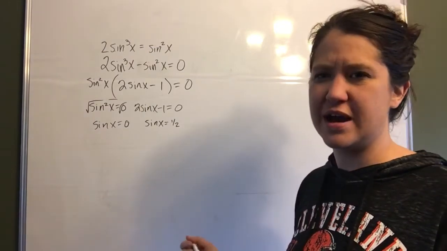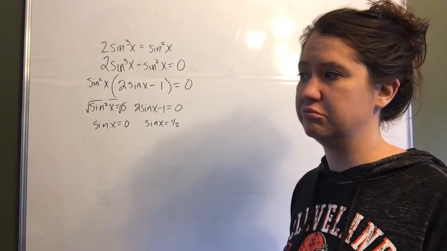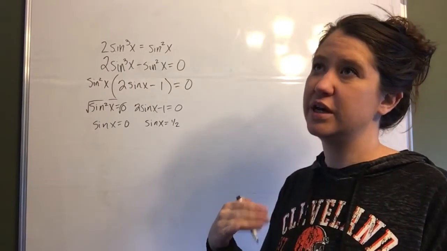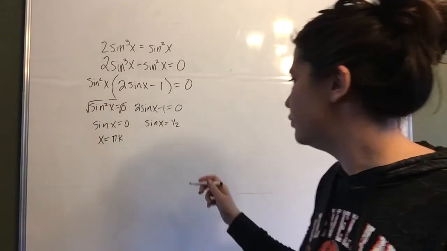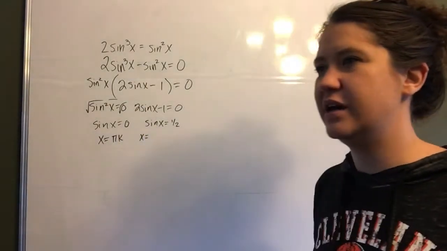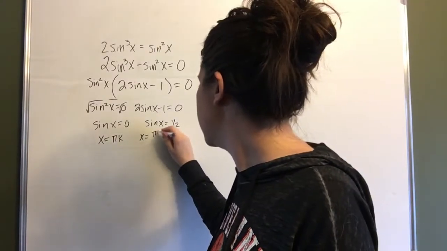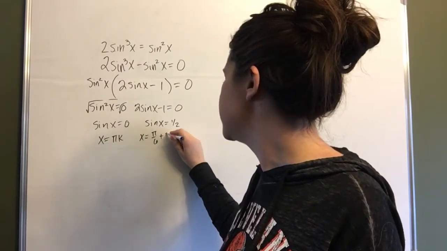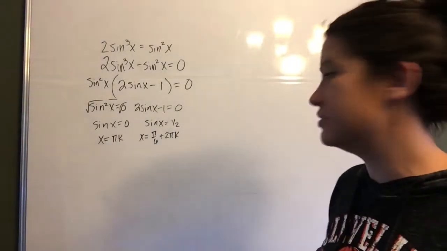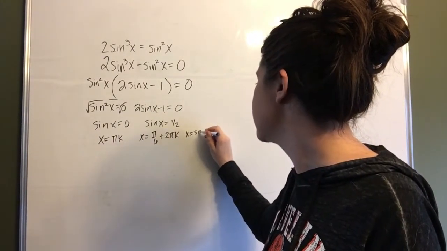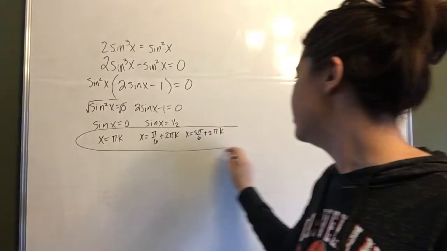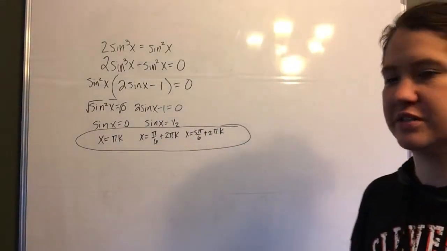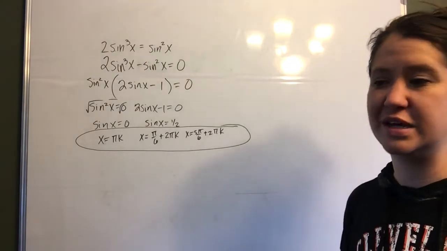Sine is equal to 0 at 0, right? And at pi, and at 2 pi. Actually, at any multiple of pi. So we can write this as pi k, right? Where is sine 1/2? That happens at pi over 6 and 5 pi over 6. So we can put pi over 6 plus 2 pi k to represent all the coterminal angles, and 5 pi over 6 plus 2 pi k. Alright, so these are all of the answers. There's an infinite amount of answers, right? That represents all of them, if k could be any integer.